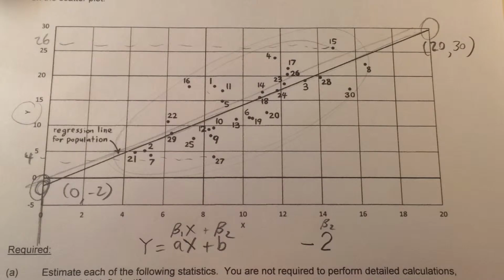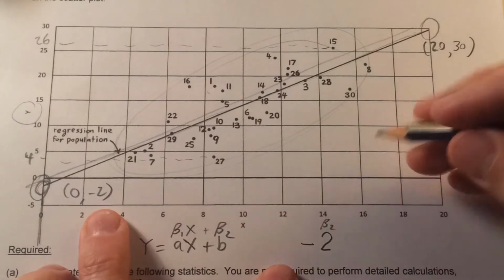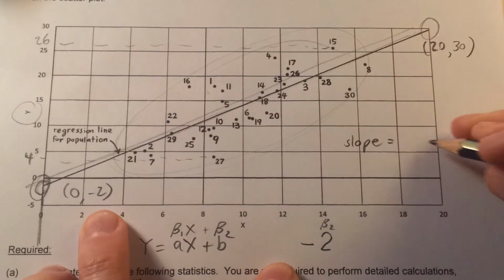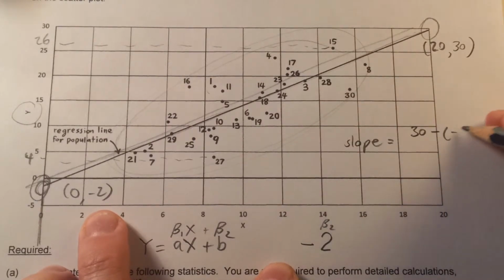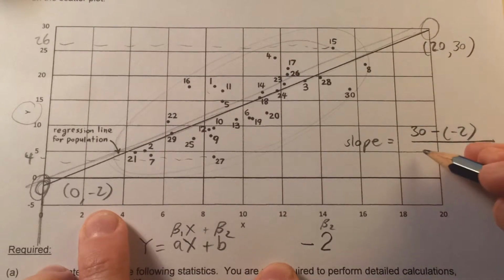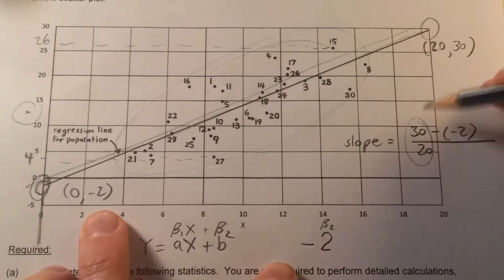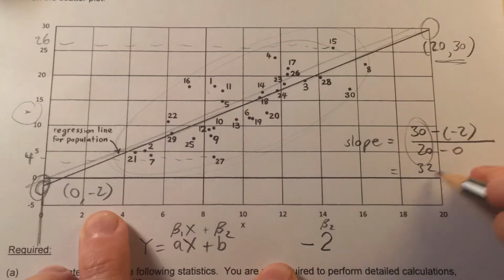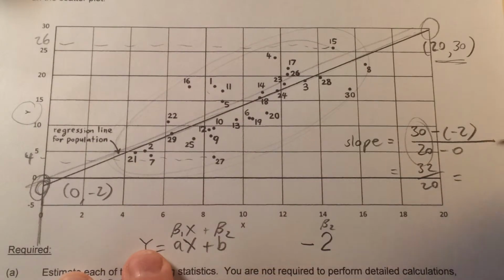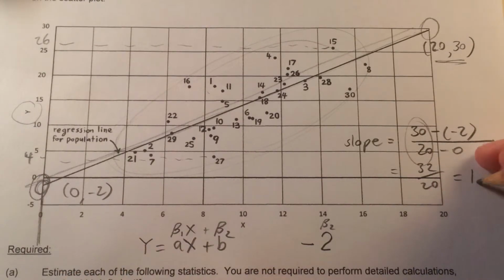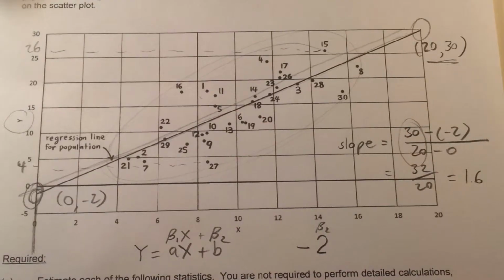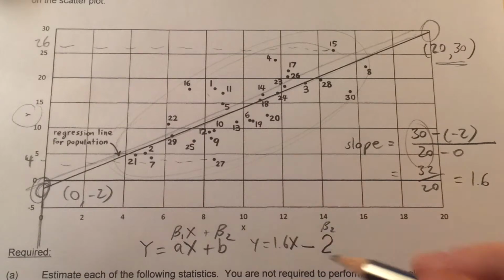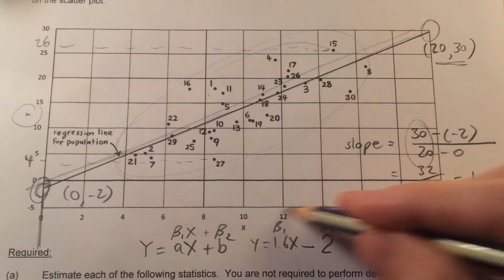And rise is the change in the y values, so I'm going to do slope. The rise is 30, take away negative 2, and the run is 20. These points, the x and the y, have to correspond, so they're both coming from there. Take away 0 is equal to 32 divided by 20. That is going to be 1.6. And so our answer would be approximately y is equal to 1.6x, that's the b1, the slope, minus 2.